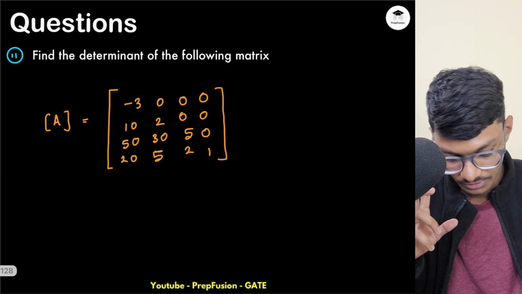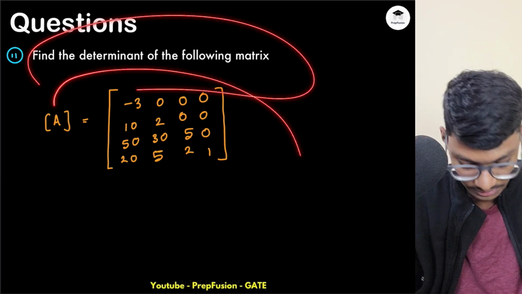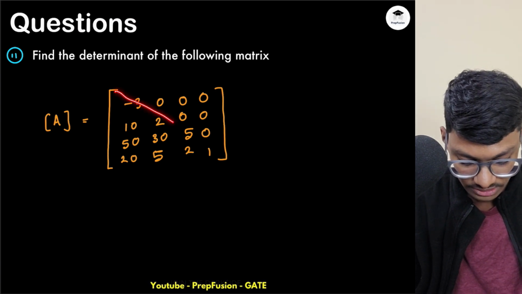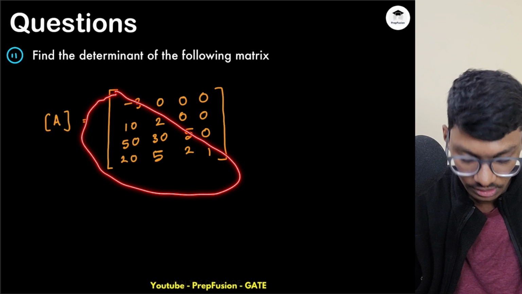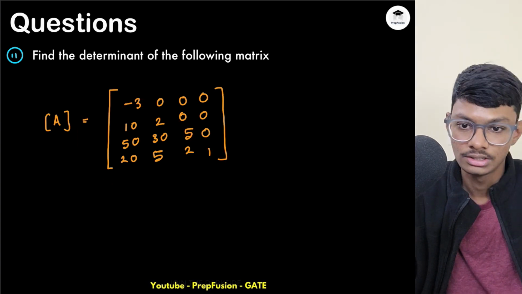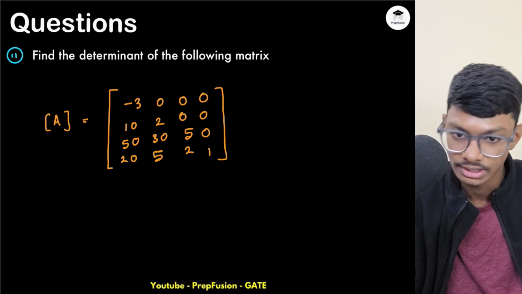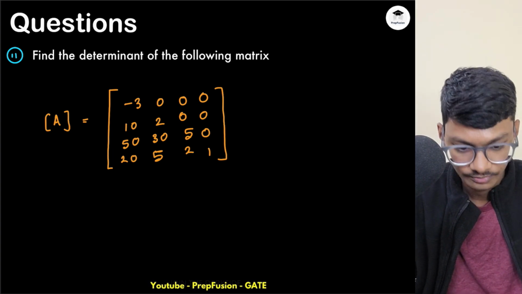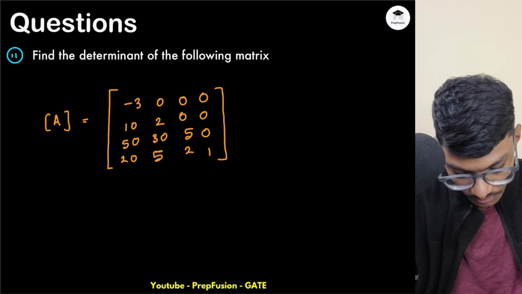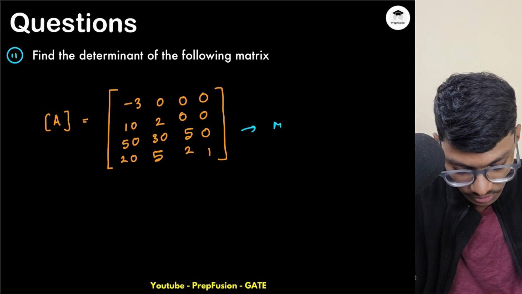Okay, so next is this question: find the determinant of the following matrix. So you can directly find it. How? What you observe is this is a lower triangular matrix. Only on and below the diagonal are elements present and the other elements are not present. So this is a lower triangular matrix. So simply what you can do is multiply all these elements. So I won't solve it with the longer method.